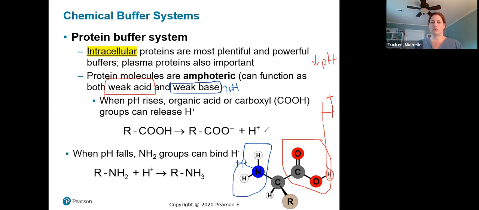So you do need to know which group of an amino acid, and this works for proteins as well. So if you had amino acid, amino acid, amino acid, amino acid, amino acid, the amino group at one end and the carboxyl group at the other will be the ones that are acting as either a weak base or a weak acid. So it doesn't have to be a singular amino acid. In fact, it's not usually going to be a single amino acid. It's probably going to be a polypeptide.